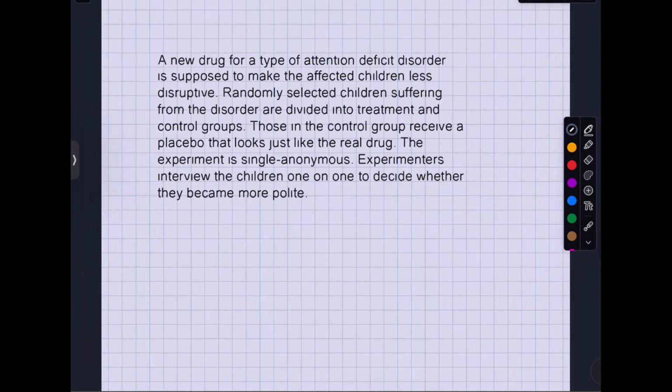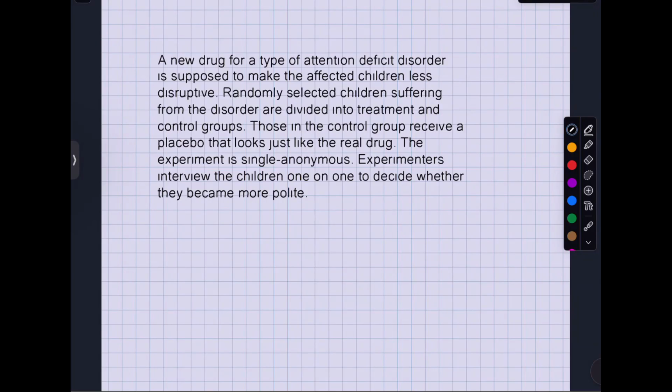Okay, a new drug for a type of ADD is supposed to make the affected children less disruptive. Randomly selected children suffering from the disorder are divided into treatment and control groups. Those in the control group receive a placebo that looks just like the real drug. The experiment is single anonymous. Experimenters interview the children one-on-one to decide whether they became more polite.